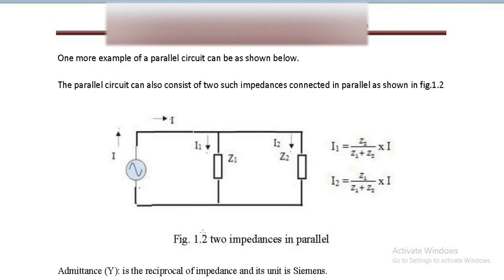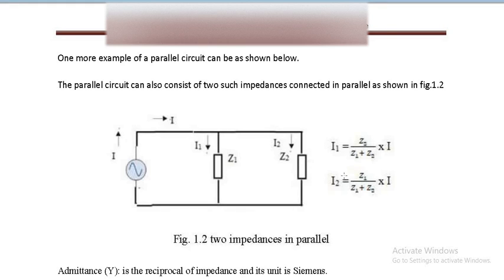Similarly, you can have one more example where the voltage source is across a parallel combination of Z1 and Z2, so two impedances are connected in parallel. If I need to find I1, it will be Z2 upon Z1 plus Z2 into total current I, and if it is the current flowing through Z2, it will be Z1 upon Z1 plus Z2 into I. The formulae are almost the same as in the case of parallel resistances. The opposite impedance comes into the numerator, and the denominator is the sum of the two impedances, multiplied by current.